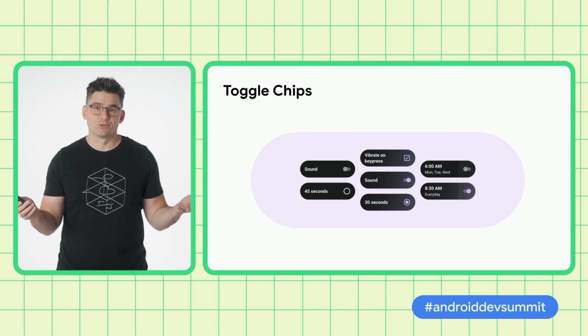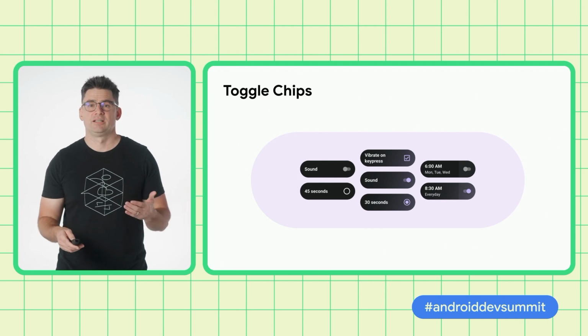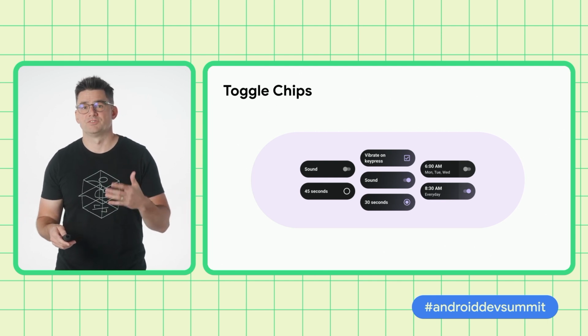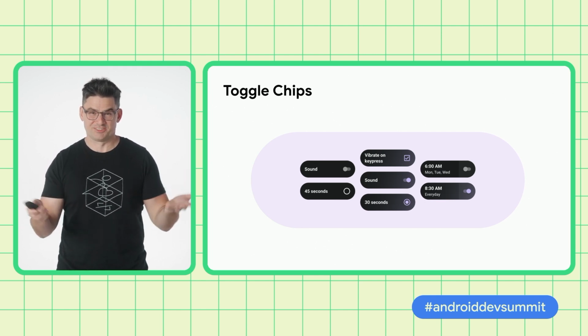Okay, at this point, you're probably seeing a pattern. Many composables are the same as what you've already used on mobile. And the new ones are so familiar that they're almost the same. In other words, most of the work you've done to learn Compose, now you have it on Wear OS, which is great because Compose is fun, right?